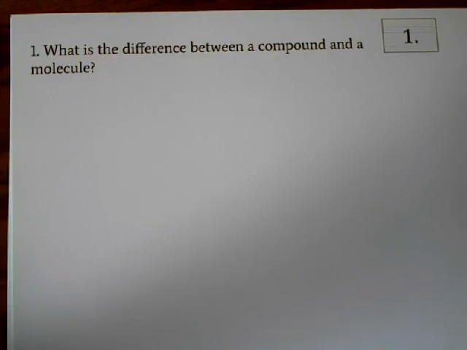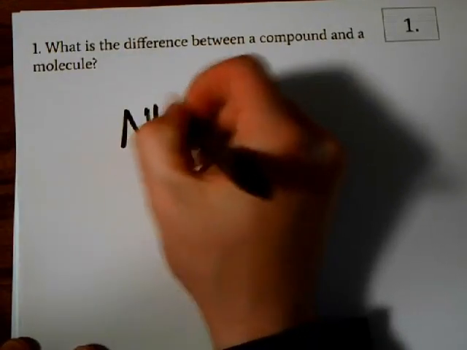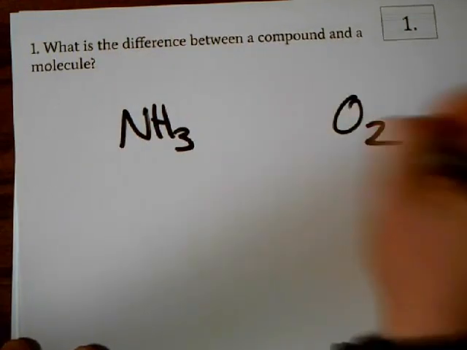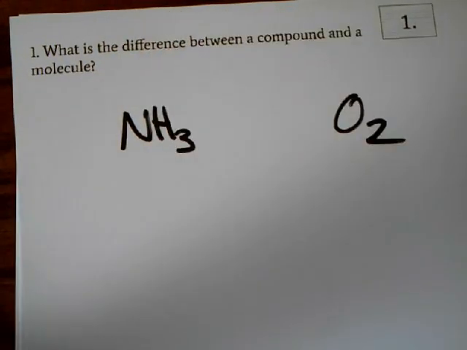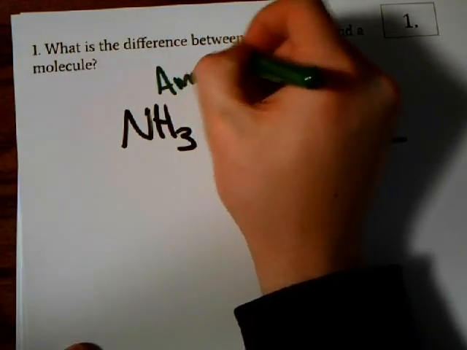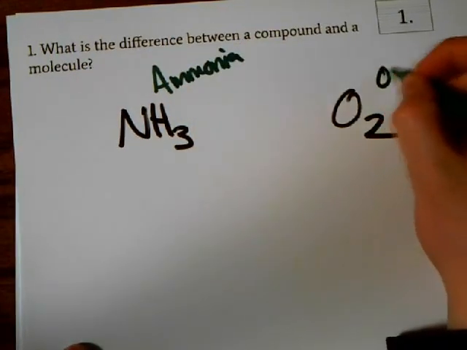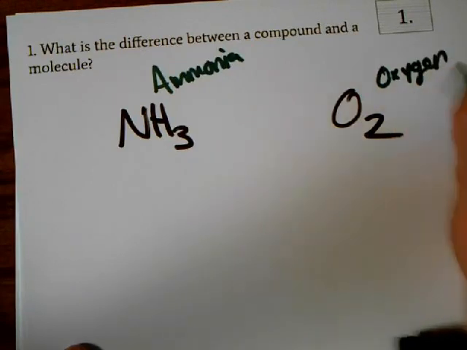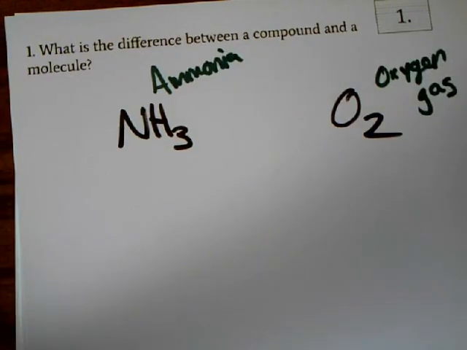The difference between a molecule and a compound is actually pretty simple. I'm going to put two examples up here. So for example, we'll do NH3 and we'll do O2, the oxygen we breathe. So this NH3, the name of that is ammonia. And then O2 is what we would say is just called oxygen. This is the oxygen we breathe, but more specifically it's oxygen gas.